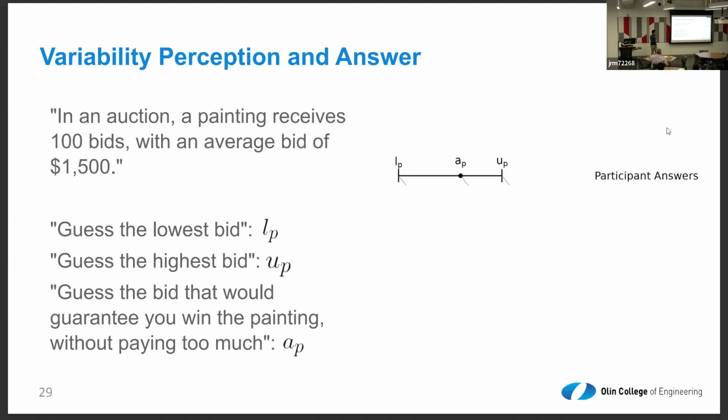We're asking for the lowest value, their perceived lowest value, guess the lowest bid, their perceived highest value, guess the highest bid, and then also their answer. So in this case, guess the bid that would guarantee you win the painting without paying too much. Say a participant might give this value over here, hopefully within the range they reported.